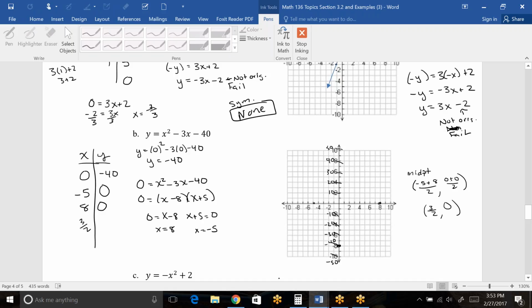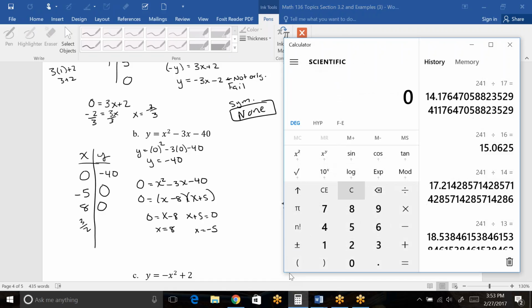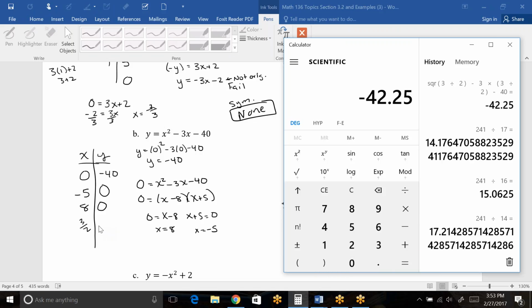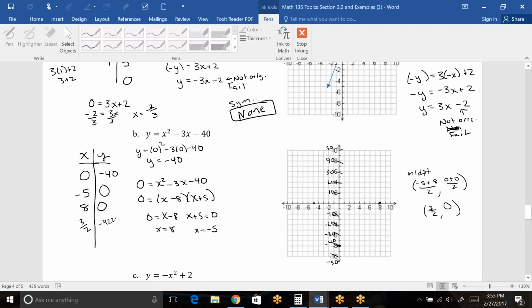But if we plug this in, and I'm going to use a calculator, that's why we give you that opportunity to have one, we would do (3 divided by 2) squared, because we're plugging into this, minus 3 times, anytime I put in a fraction, I put it in parentheses, (3 divided by 2), and then minus 40. So negative 42.25. So that's a lower point right there. So right about there.